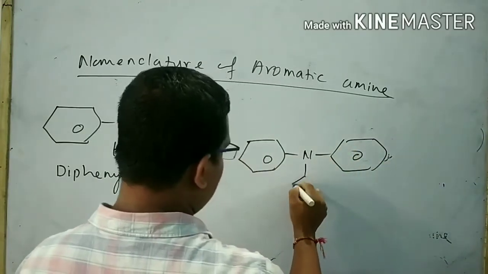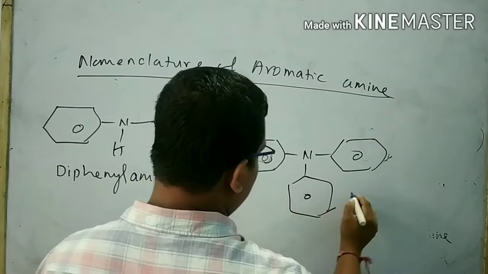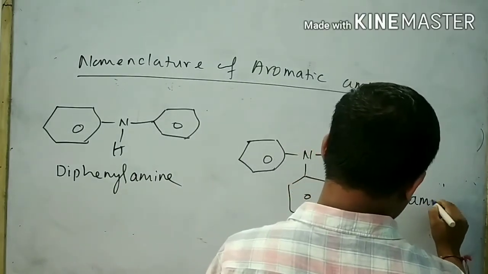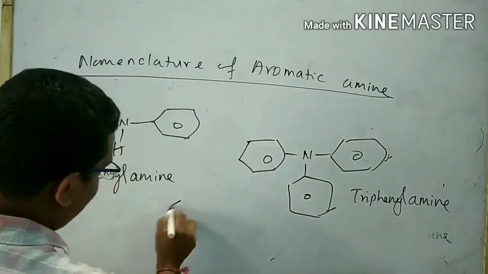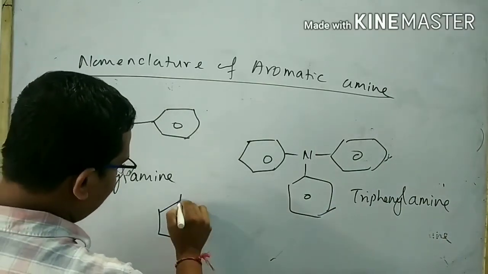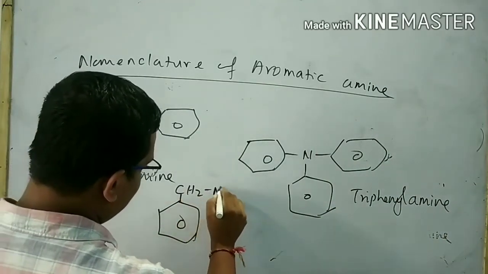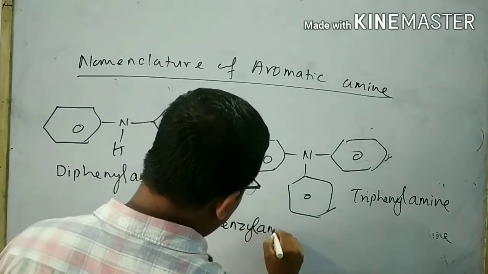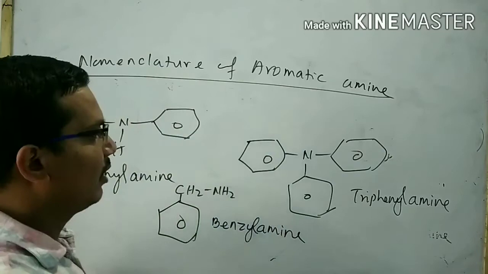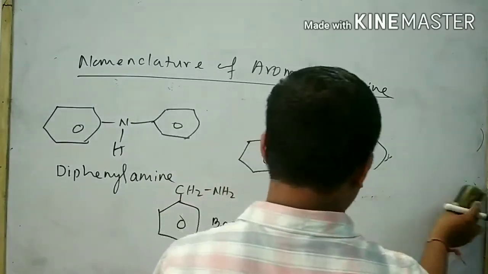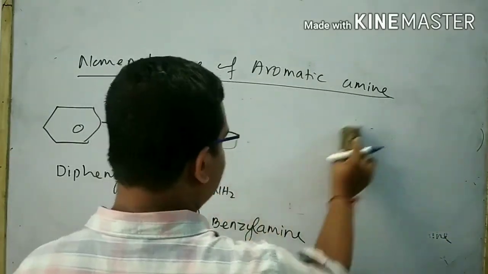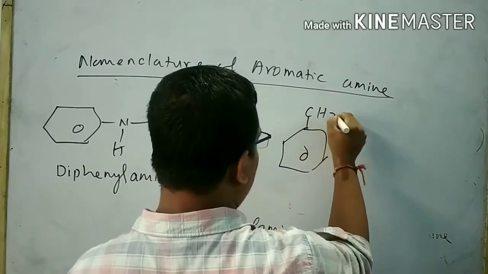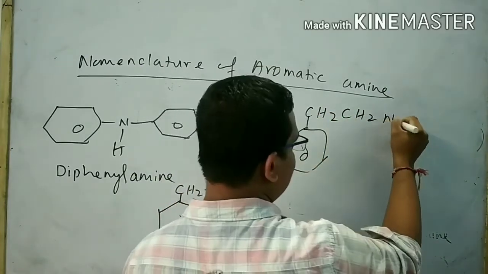The name of this compound is triphenylamine. The name of this compound is benzylamine. These are examples of aromatic amines. You can also take the compound C6H5-CH2-NH2.